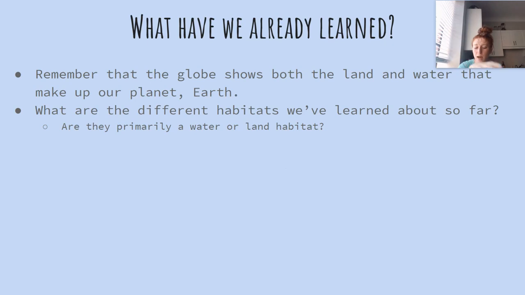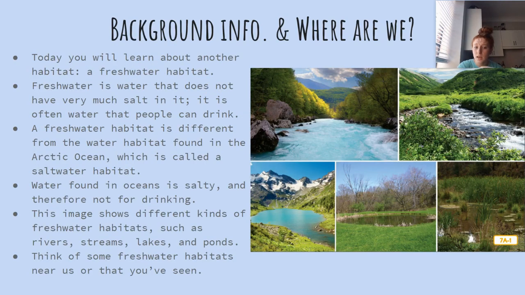They're mainly land habitats. Today, we are going to learn about another habitat, but it's going to be a mainly water habitat. This habitat is called the freshwater habitat. Freshwater is water that does not have very much salt in it. It is often water that people can drink. A freshwater habitat is different from the water habitat found in the Arctic Ocean, which is called a saltwater habitat. Water found in oceans is salty and therefore not for drinking.